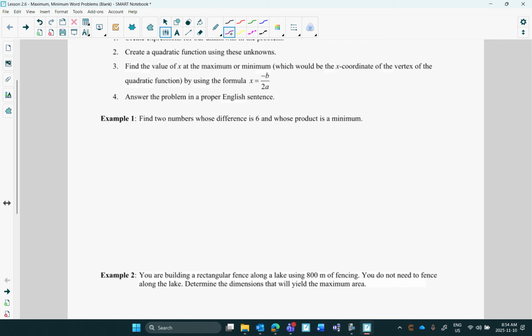First of all, how many unknowns are there? What am I trying to find? How many numbers am I trying to find? No, I'm serious. Because we're trying to find one number.